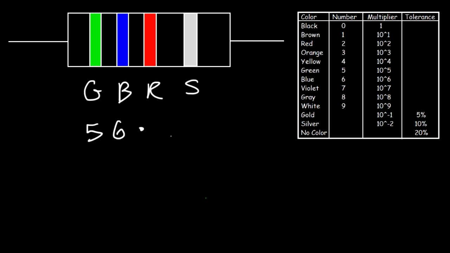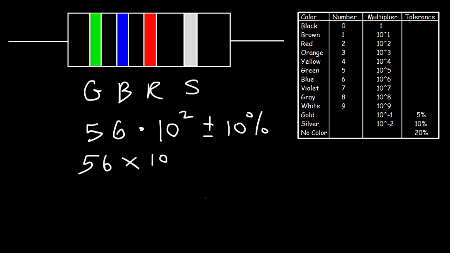Now, the third color is for the multiplier. And since we have red, the multiplier for red is 10 squared. So we're going to multiply by 10 to the second power. And then the last color is associated with the tolerance. For silver, the tolerance is 10%. So it's going to be plus or minus 10%. 10 squared, or 10 times 10, is 100. So 56 times 100 is 5600. So that's the resistance. It's 5600 ohms plus or minus 10%.